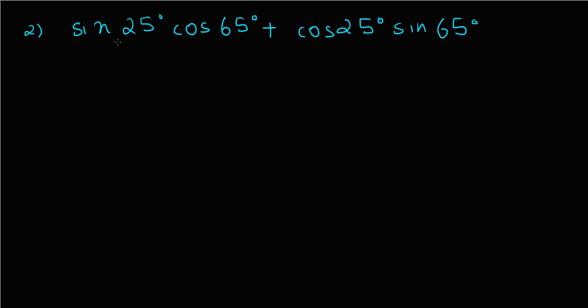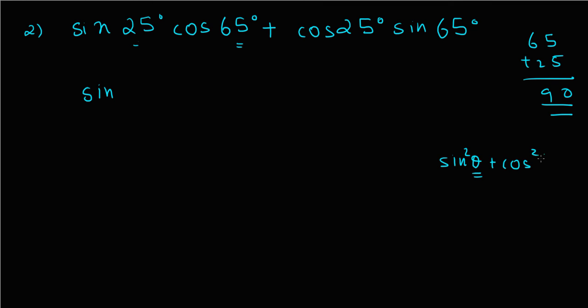So this is the next question. 25 and 65 are complementary angles, you can check here, 65 plus 25 gives me 90 degrees. So they are complementary angles, and I can see that this is in product form. So I'll try to bring it to sine square plus cos square. If I have to bring it to sine square plus cos square, my theta has to be the same, because the formula is sine square theta plus cos square theta. So I will keep this as 25. So I'll change all angles to 25.